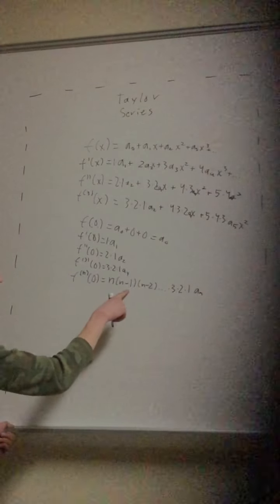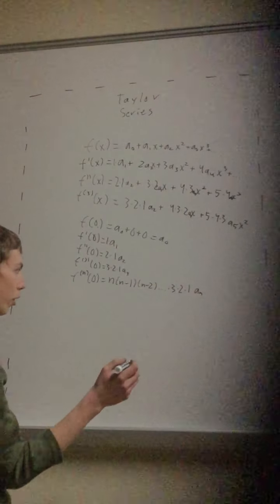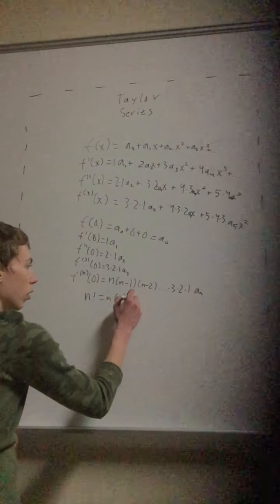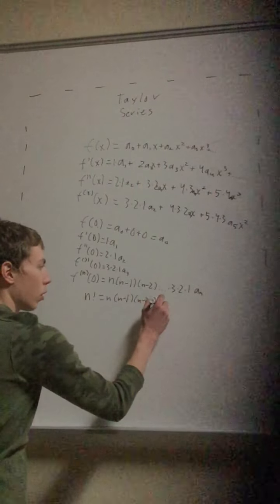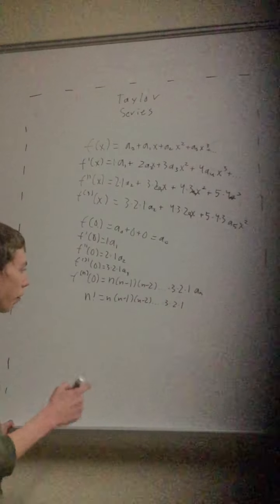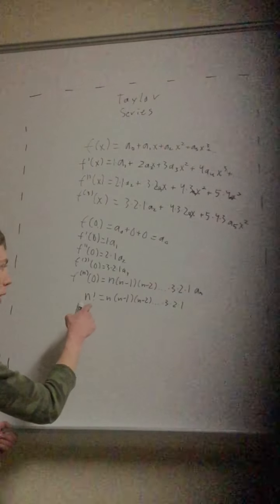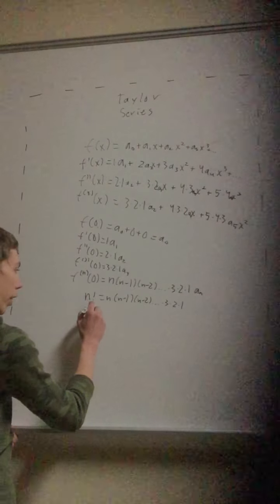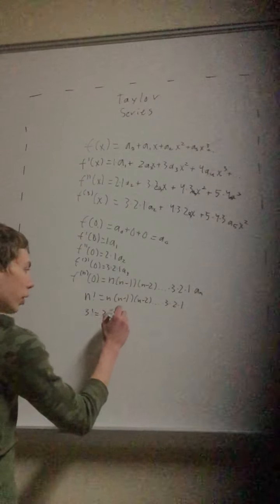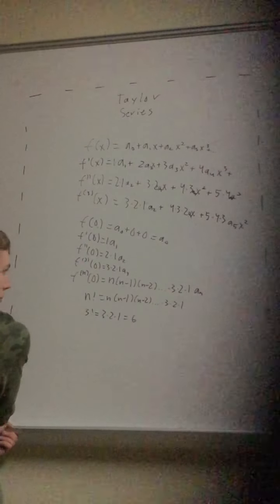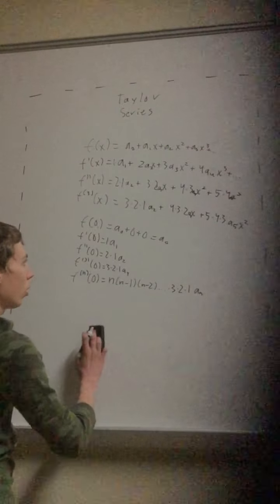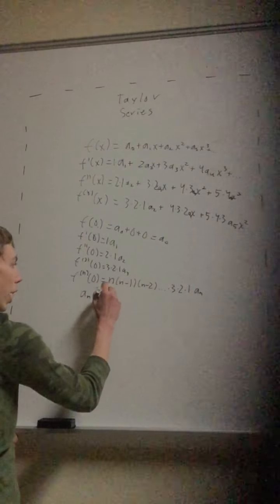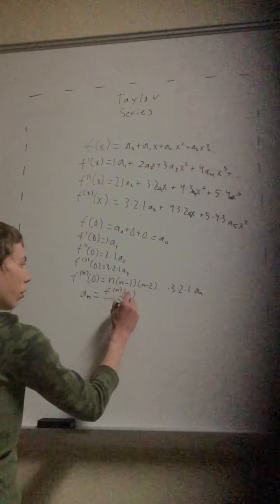What is this n times n minus 1 times n minus 2? It turns out that this turns up and it's so useful that we give it a name. We call this n factorial. And n factorial is just every number less than or equal to n multiplied together. So for example, 3 factorial is just 3 times 2 times 1, which is 6. For this example, we could divide by n factorial, and we see an equals the nth derivative of f at 0 over n factorial.